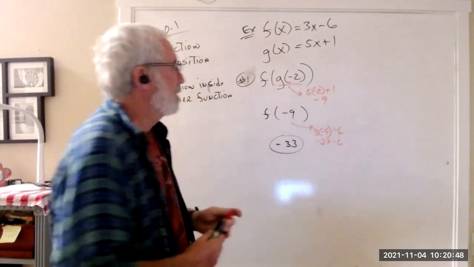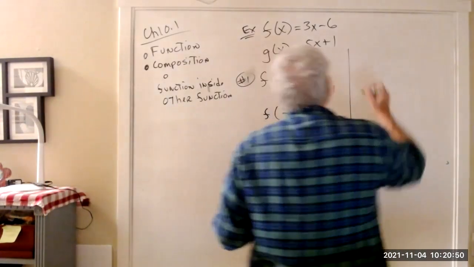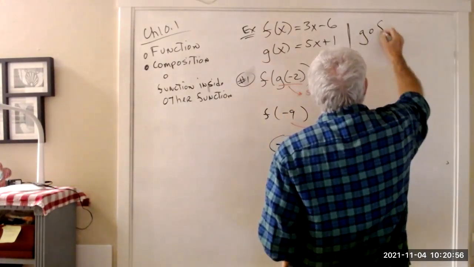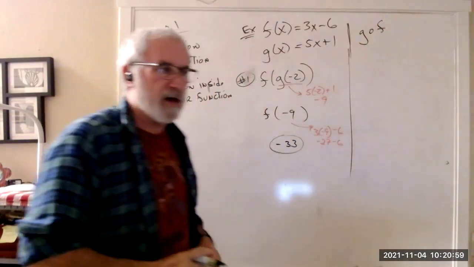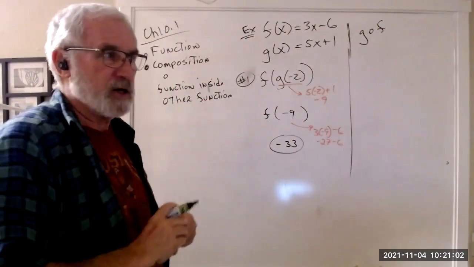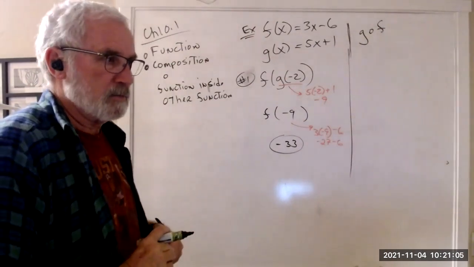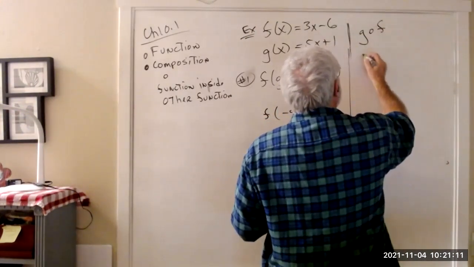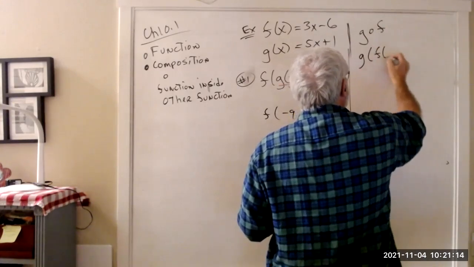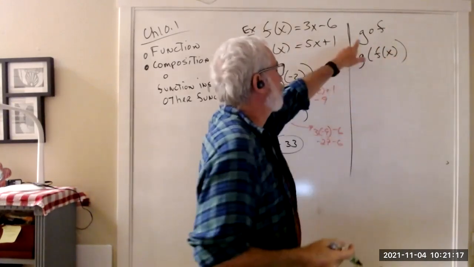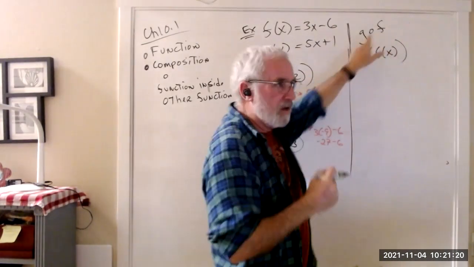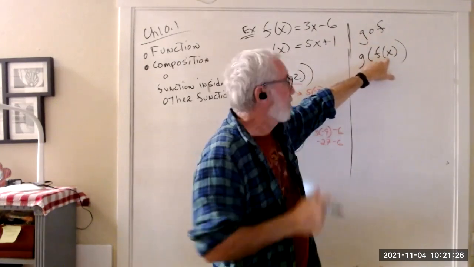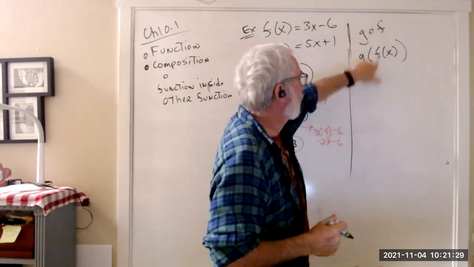Okay, but mathematicians are out to get you. They say things like find G circle F, or G composed with F. No numbers, just that funny little circle thing. So first off, you have to remember that this actually is just math shorthand for this. G circle F is G of F of X. You have to know that those two are the same.